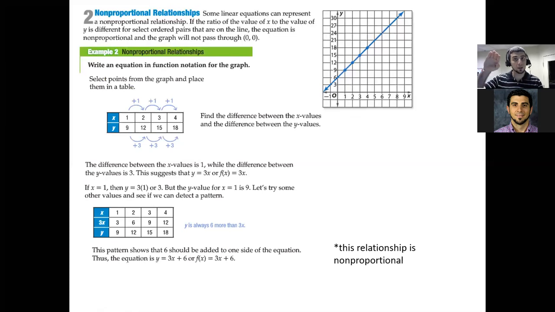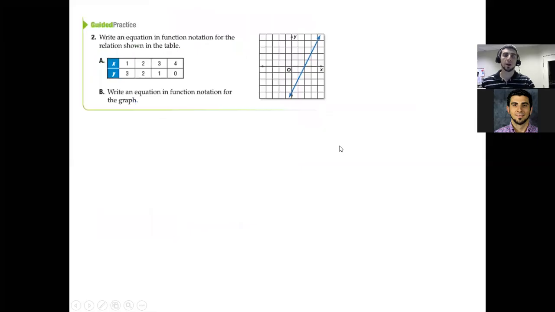It's still linear, it's still a line, it's just non-proportional because it doesn't pass through the origin or doesn't contain the point (0, 0). All right, here's one for you to try. Go ahead and pause the video and hit play when you're ready.